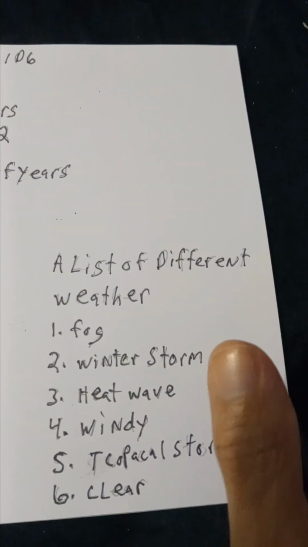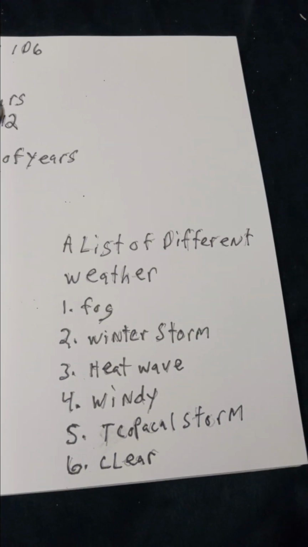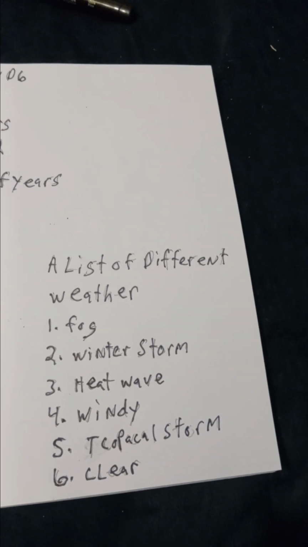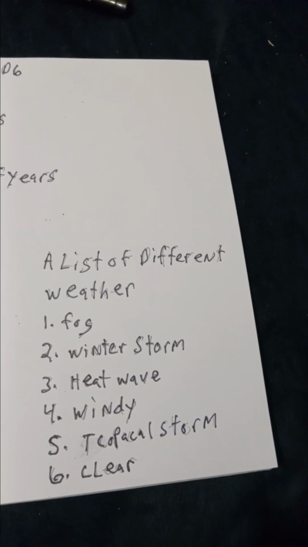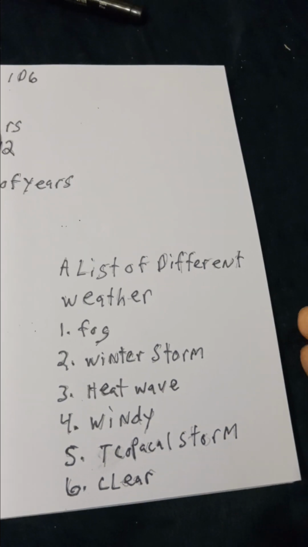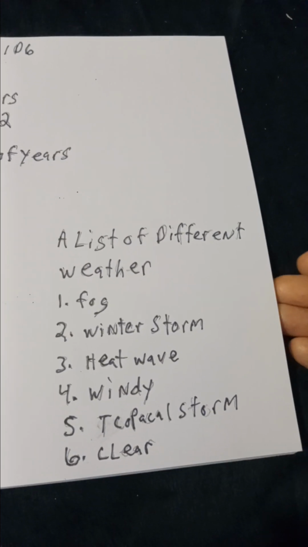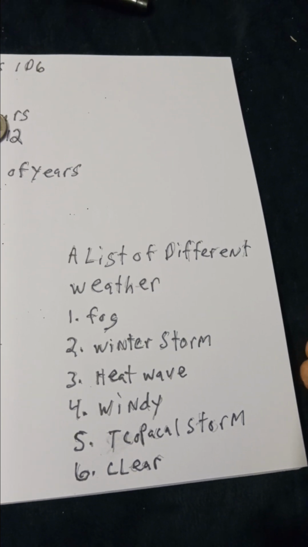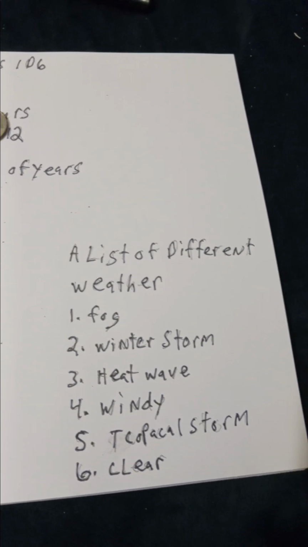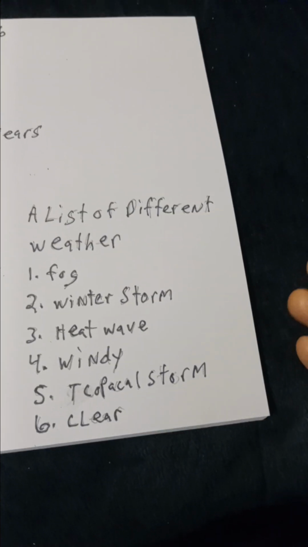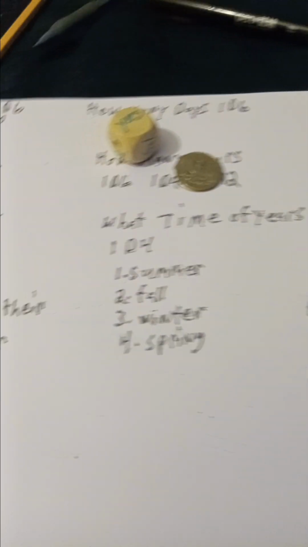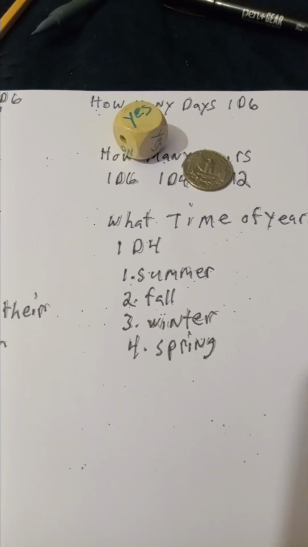And then you have a list of different weather. Now, I went very simple, but you can get very complicated, go up to 20, 30 different types of weather. But I went with a D6. So 1 is fog, 2 is winter storm, 3 is heat wave, 4 is windy, 5 is a tropical storm, and 6 is clear. So these are just simple ways.